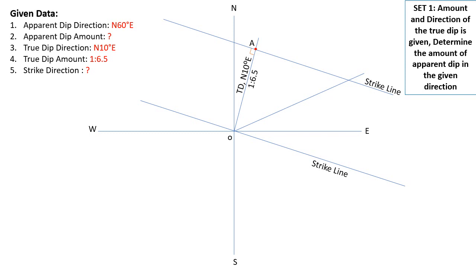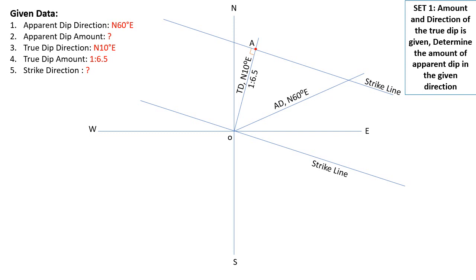Before that we will mark the apparent dip direction, that is north 60° east. So measuring the angle is very important. We always need to remember that we are going to mark the angle from north, taking north as 0, and towards east we are going to count. So from north as 0, 10, 20 and up to 60 degrees we are going to mark. That is the given apparent dip direction.